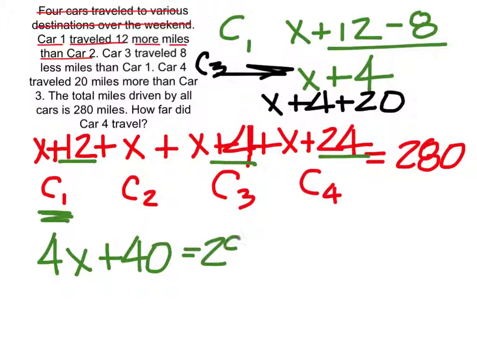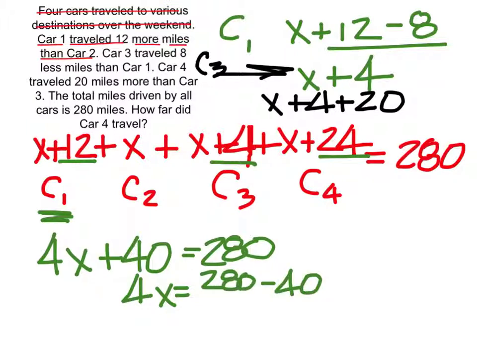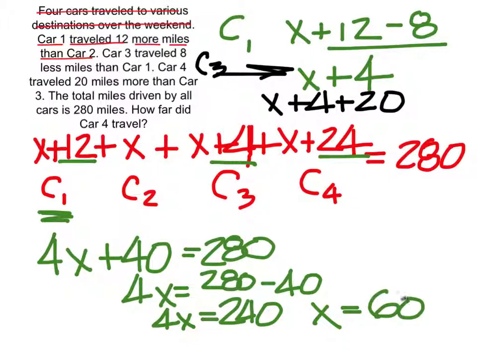Set this equal to 280. What do I need to do with this in order to solve this equation? Not subtract 280 from 40, but 40 from 280. That's right. So we go 4x equals 280 minus 40. 280 minus 40 is what? 240 divided by 4 is 60.